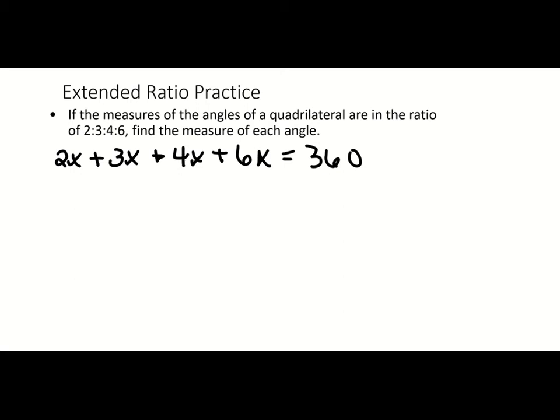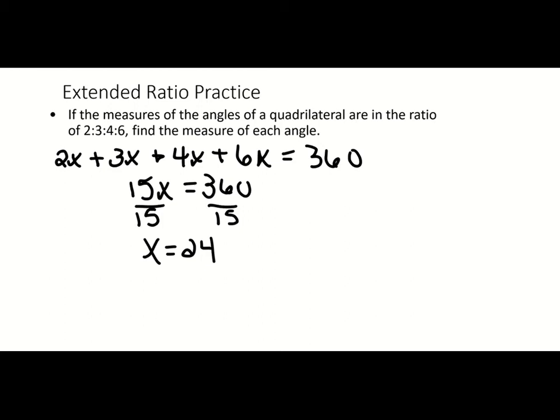And then when I combine like terms, 2 plus 3 is 5, 4 plus 6 is 10, so it'll be 15x is equal to 360. When you divide 360 by 15, we are going to end up with x is equal to 24. So now we've got to find the measure of each angle.